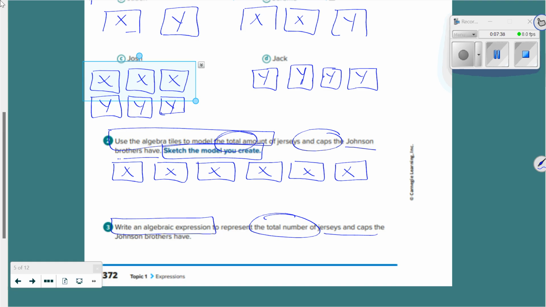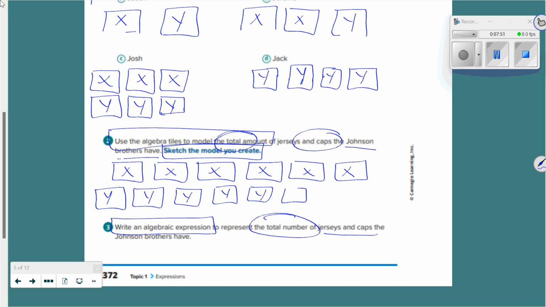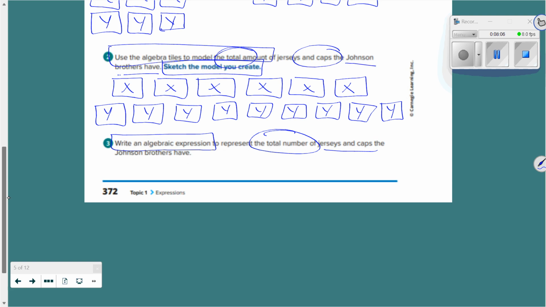Oh, gotcha. So what am I drawing next for the brothers? 9. 9 Y's. So 1, 2, 3, 4, 6, 7, 8, 9. Make sense? All right, now if I wanted to write this as an expression, what problem would I write to find their total?